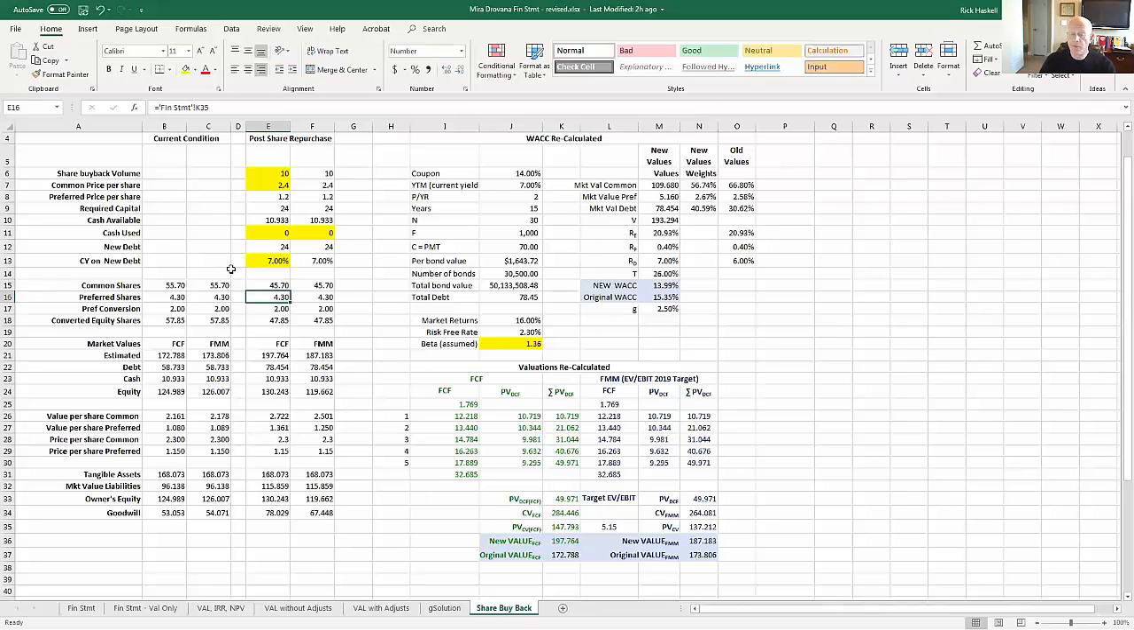This doesn't change the number of preferred shares outstanding, but we still have to think about the conversion ratio of preferred. And when I've got a 2-to-1 conversion ratio, if I want to take those preferred shares and think about an equity common share equivalent, I've got to go ahead and divide that by 2, so that now my converted equity equivalent shares have gone from 57.85 to 47.85. Well, that makes sense to us. We bought back 10 million shares from the market. There's 10 million shares outstanding fewer today than there was when we looked at this under the current condition.